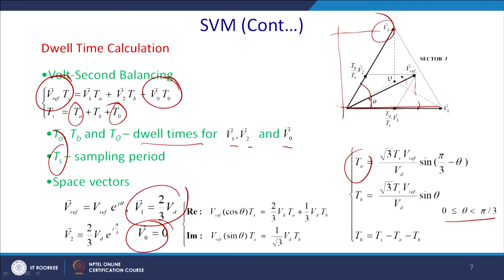So, ultimately you get T0 equal to Ts minus Tb minus Ta. That will be the duration when the null vector is applied. It is a very simple problem. You will be given the Vref value and the angle, and you are required to find Ta and Tb. So, Vref location versus dwell timing, how you will switch it on, this is one of the requirements you have to keep in mind.